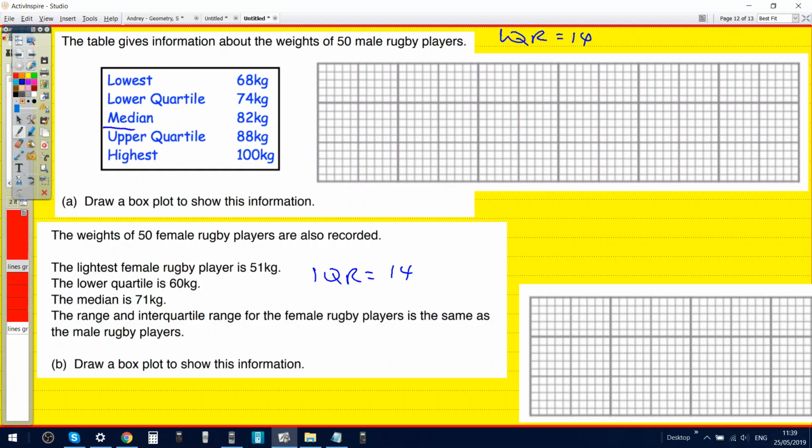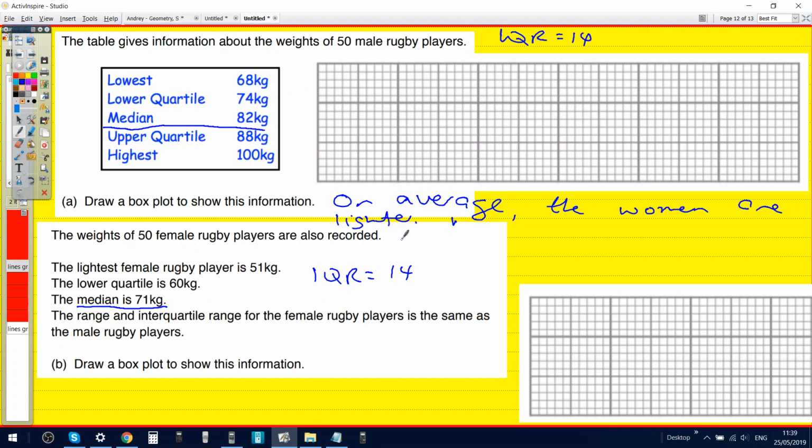So this median for the men is 82. Median for the women is 71. Women are lighter. Yeah, on average, the women are lighter. And their weights are equally spread out. Right. Men and women's weights are equally spread out.